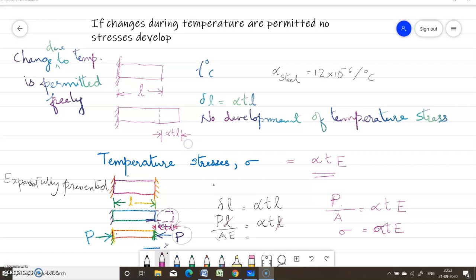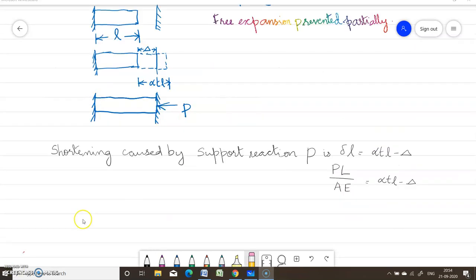And here you can see there is a decrease in length. This much length is not allowed to expand. So this temperature stress is compressive in nature, because it is preventing the increase in length of this bar, which is equal to alpha into T into L. So this temperature stress here is compressive in nature.